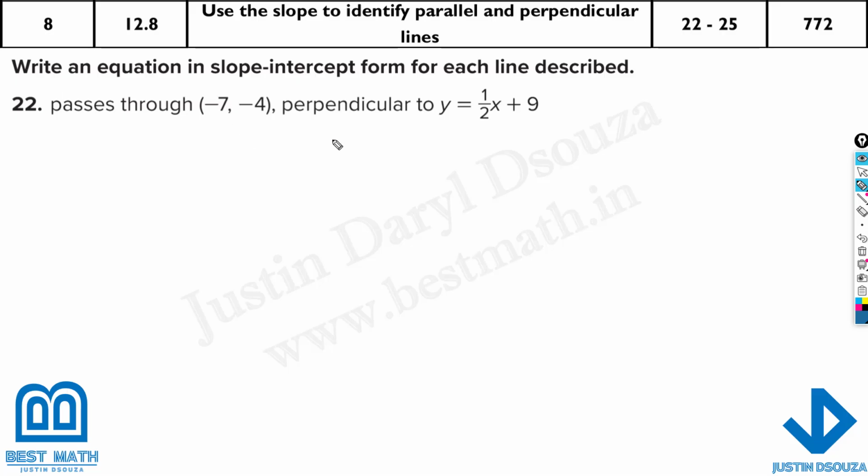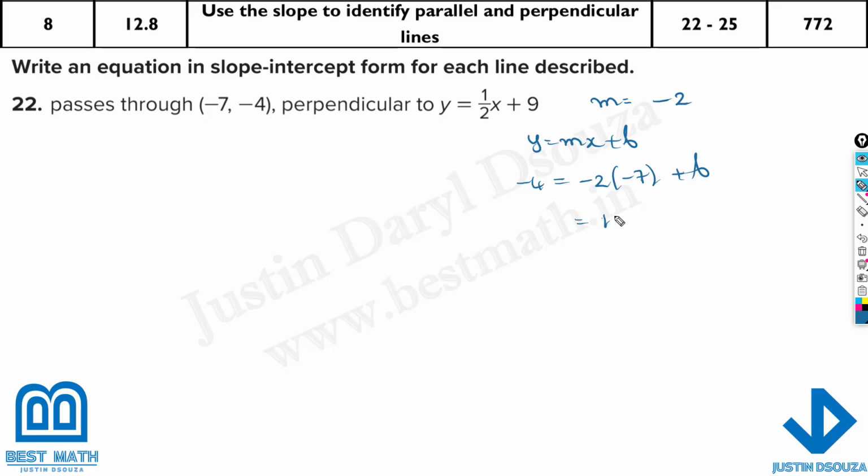Now here we have minus 7, minus 4. So here we go. What is that? Perpendicular line. So it will be minus 2. The slope is minus 2. Y is equal to mx plus b. And all you do is substitute. Minus 4 is equal to minus 2 times minus 7 plus b.